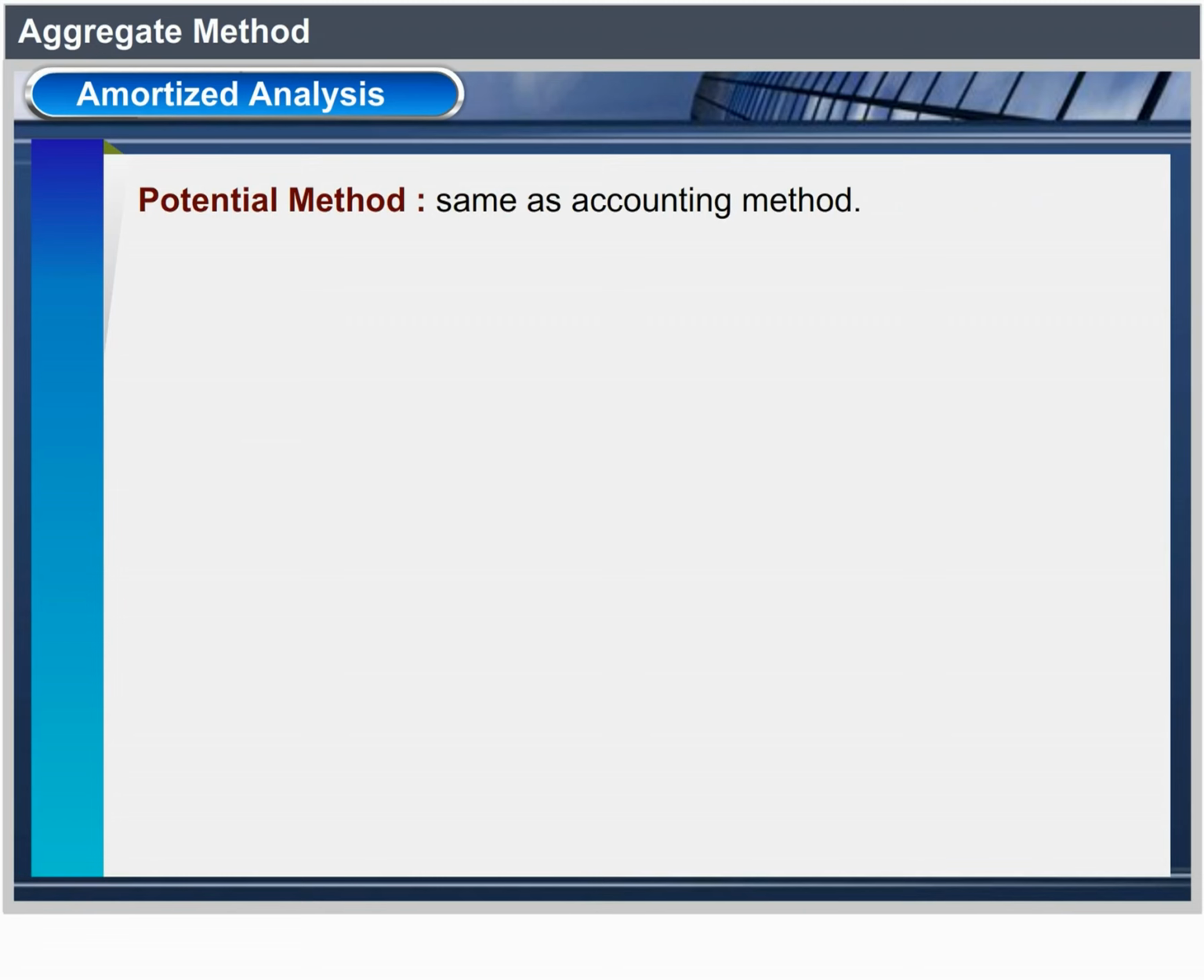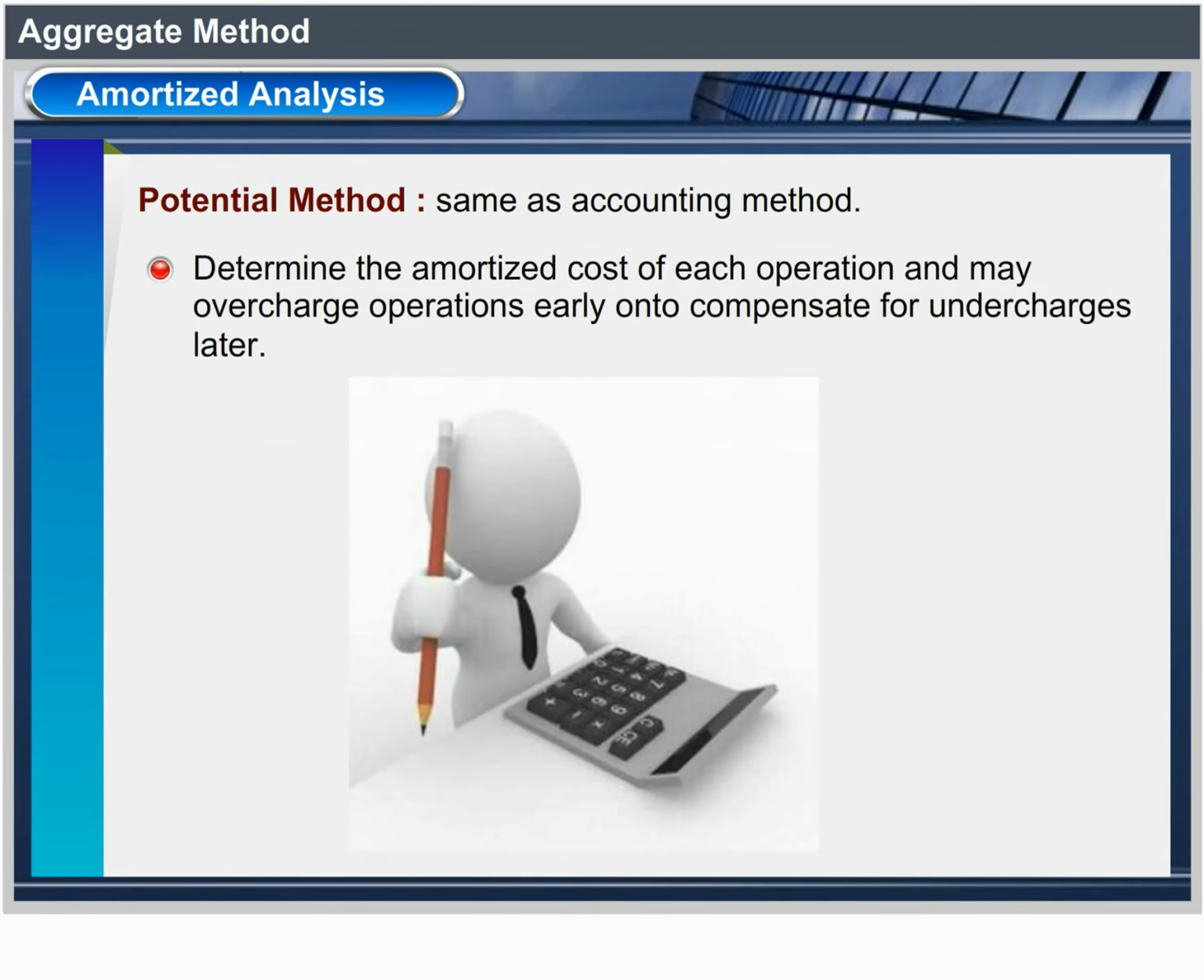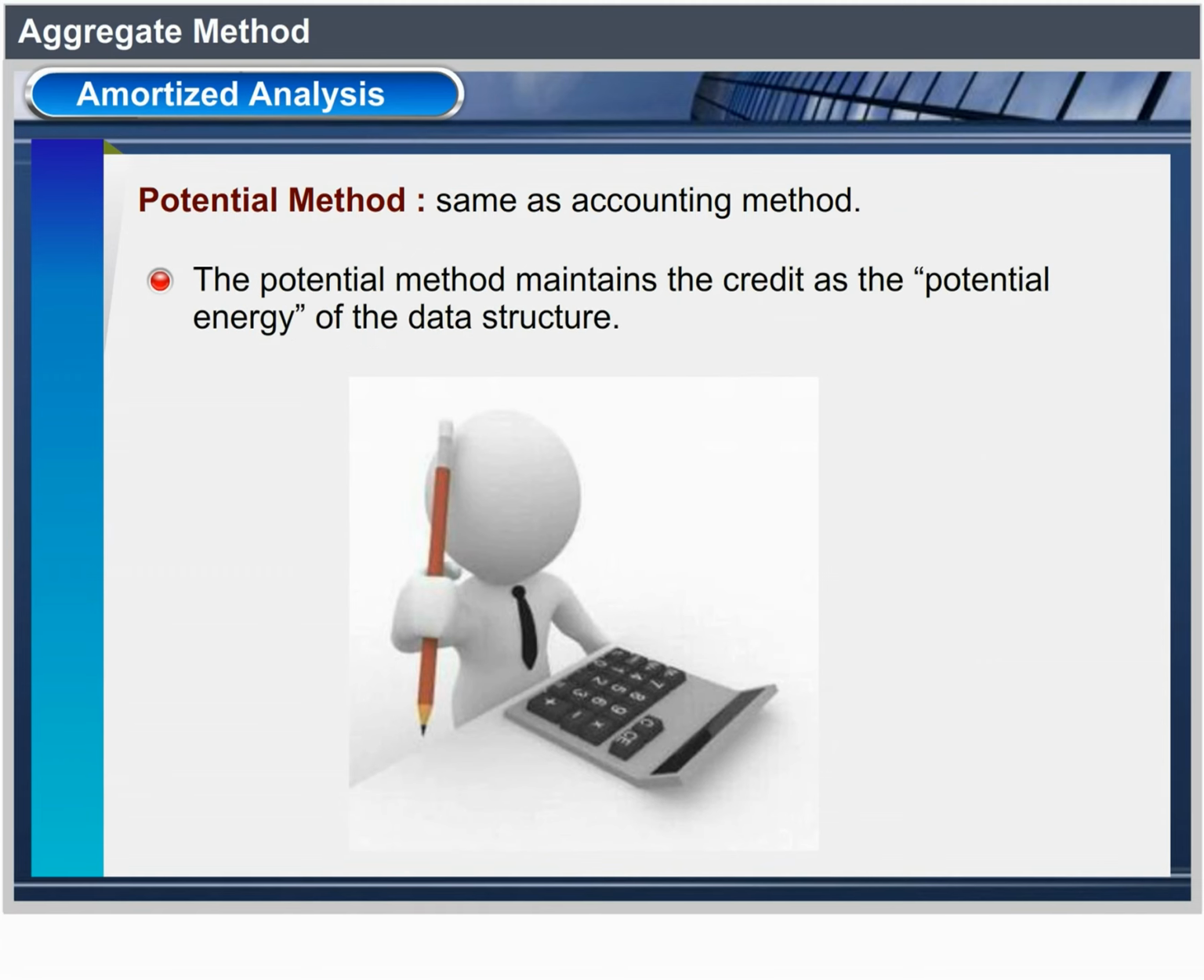Potential method, similar to the accounting method. Determine the amortized cost of each operation and may overcharge operations early on to compensate for undercharges later. The potential method maintains the credit as the potential energy of the data structure.